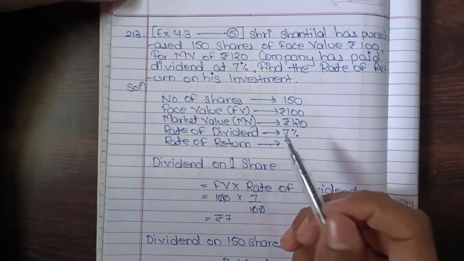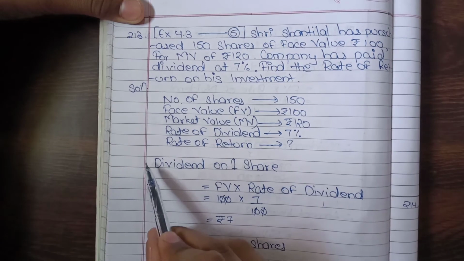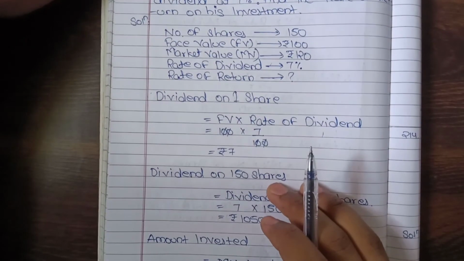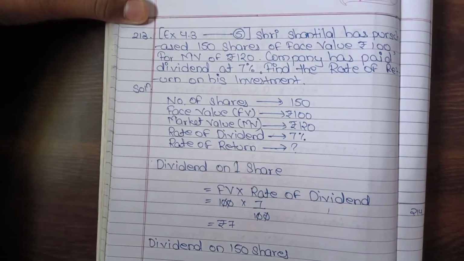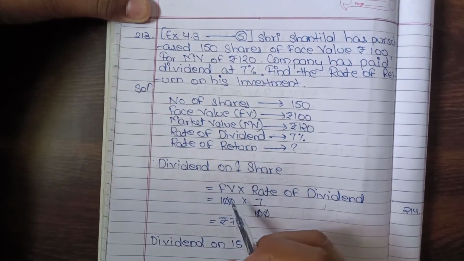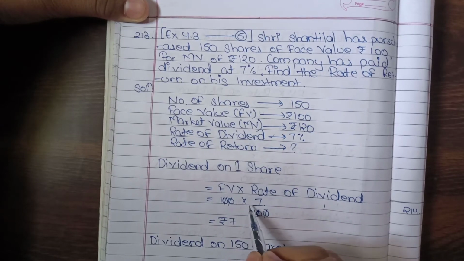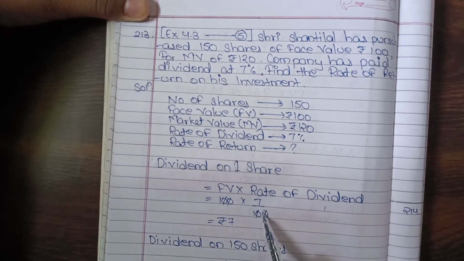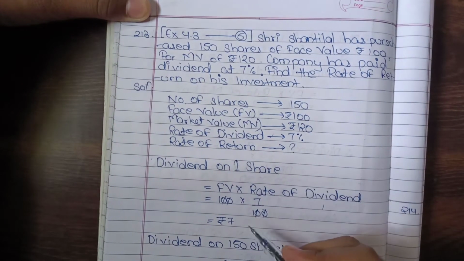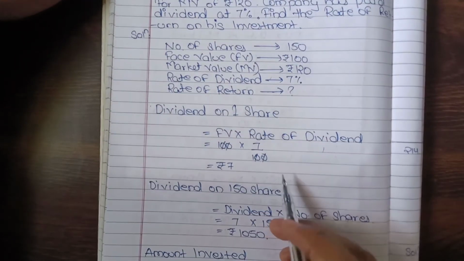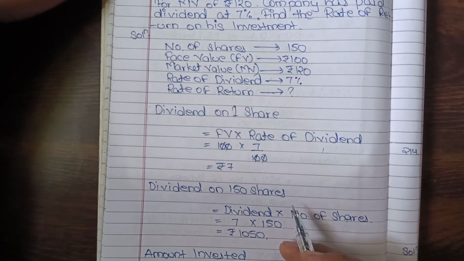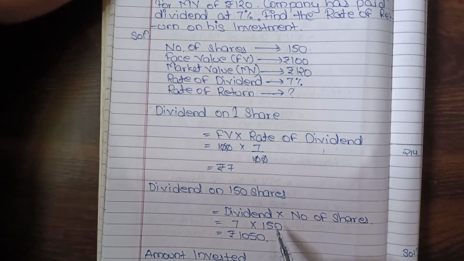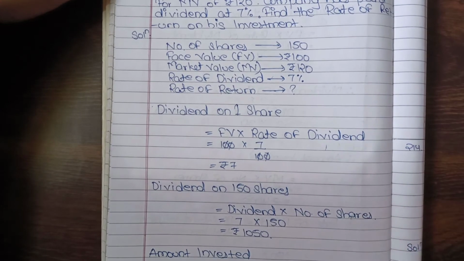So again, first we'll divide it into three parts. First one is dividend on one share, second dividend on 150 shares, and third one is amount invested, and then we'll take out the rate of return. So dividend on one share is face value into rate of dividend, that is 100 into 7 upon 100, that is ₹7. You will ask how 7 upon 100, then this 7% we can write as 7 upon 100. Dividend on 150 shares is dividend into number of shares equals 7 into 150, which is nothing but ₹1050.